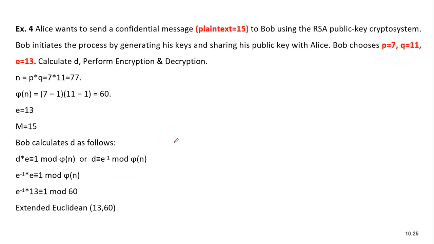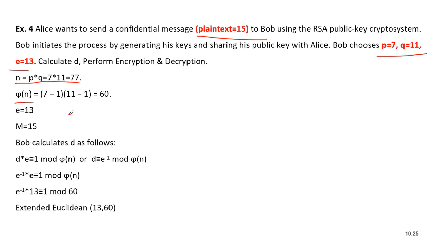Now see the next problem. P is 7, Q is 11, e is 13, and plain text is 15. Now we will solve the problem. Again, step one: n is 77, phi of n is p minus 1 times q minus 1, which is equal to 60, e is equal to 13 as given, and the plain text is given.